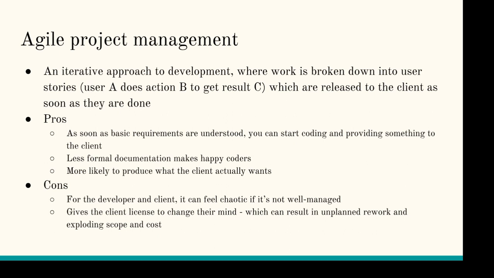So the pros of an Agile project management process is that as soon as the basic requirements are understood, you can start coding and providing something to the client. You don't work out the whole entire thing at the start. You get a rough idea of what you're making from start to end, but you don't define out every detail like you do in waterfall, or attempt to. You get the big picture, and then you start to break it into chunks, and as soon as you have some chunks that you need to deliver as a part of this product, then you can have people start to work on it. There's less formal documentation, and coders like that.